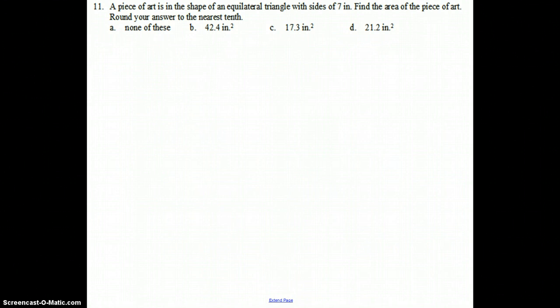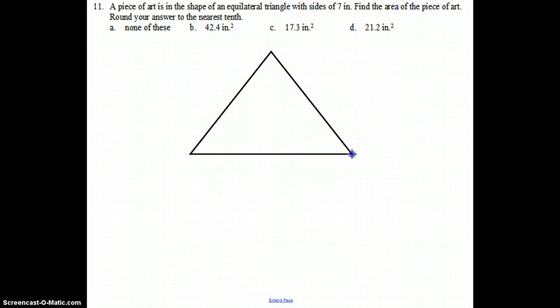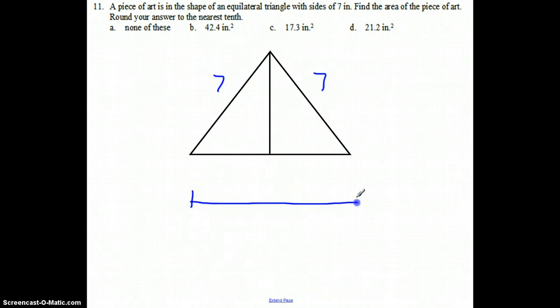Okay, now this is another one I think that students have a hard time with. So they're going to tell you that you have an equilateral triangle. So imagine this triangle where all the sides are equal. I'm going to drop a line right here. Now first of all, they tell you that all the sides are 7. So 7 here and 7 here. And I know this whole thing is 7 down here.